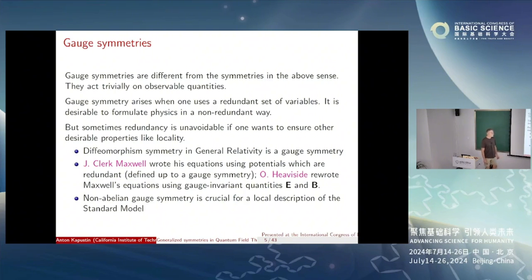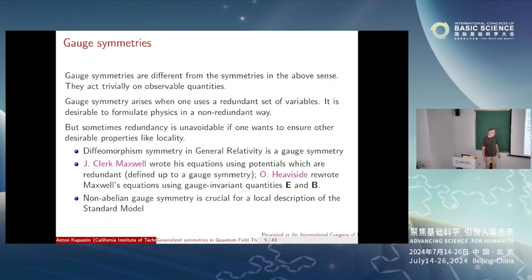Interestingly, when Maxwell wrote his equations, he also used non-gauge-invariant quantities, the vector and scalar potential. That's part of the reason his equations were so complicated. First of all, this was before vector calculus was invented. And second, he used components, and also the vector and scalar potential. That was horrible. Later, Oliver Heaviside rewrote Maxwell's equations using gauge invariant, non-redundant quantities, E and B, which he introduced.